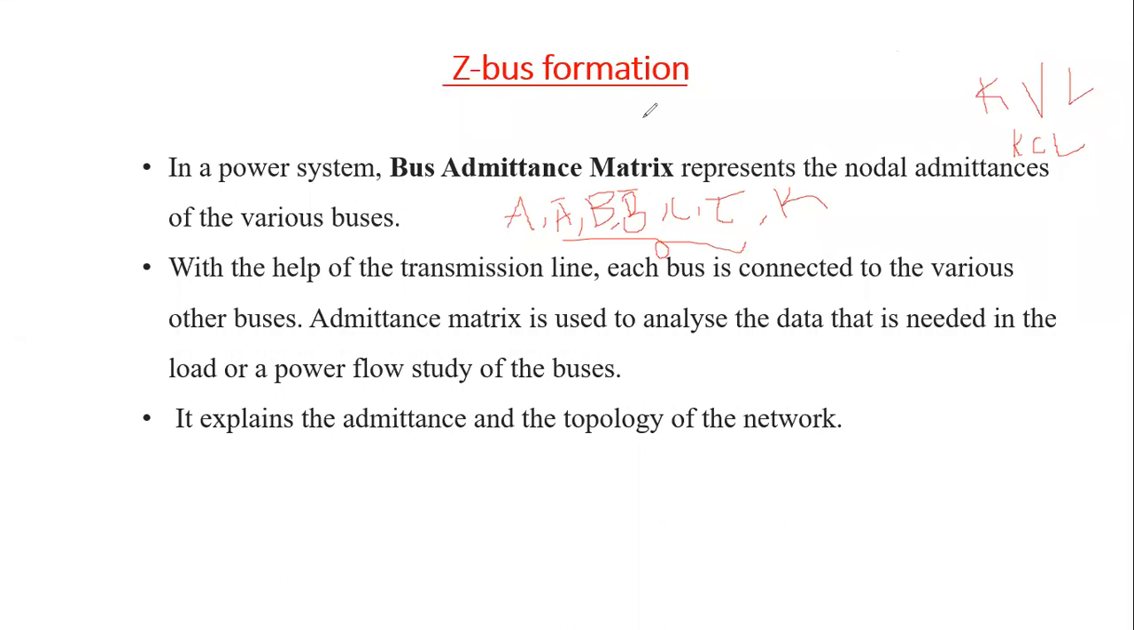By using this ZBus building algorithm, we can easily solve networks with n number of nodes or n number of elements. Suppose we have 100 nodes. In that case, KVL, KCL or the incidence matrix is difficult to use to solve that type of network. That's why we are using the ZBus building algorithm.